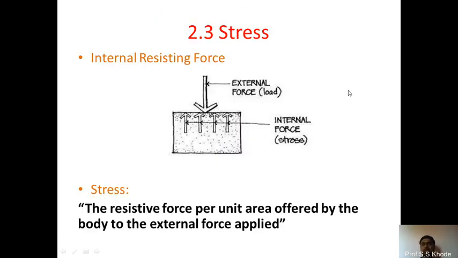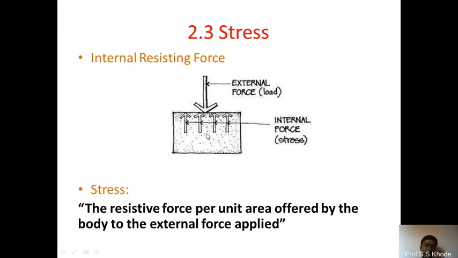Next is a very important concept for the Strength of Metal subject, that is stress. Before understanding the stress concept, let us first go through a very basic concept, the internal resisting force. Let us consider an object placed over a certain flooring, and we apply an external force on the object.